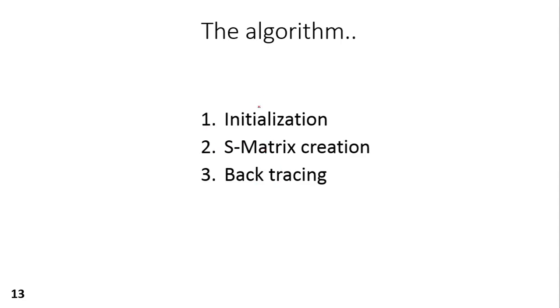Okay, so these are the simple 3 steps that we need to do. This algorithm is a 3-way algorithm. It entails aspects like initialization, creation and population of the S matrix, and traceback of the so created S matrix. Okay, so let us talk about these mentioned steps in more detail.